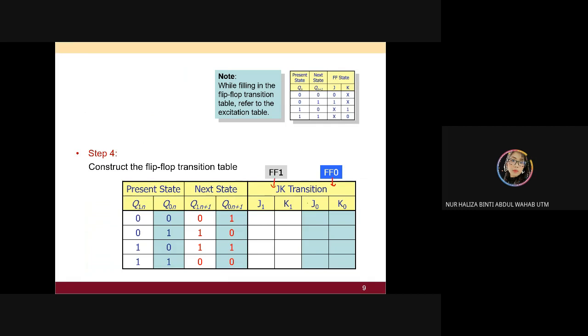How are you going to determine your input? It's going to depend on the value of your Q. You can see here, this is your 0, 0, 0, 1. What is the JK? So you're going to see at this condition, 0 to 1, 0 to 0. This is 0, and then this is 1.